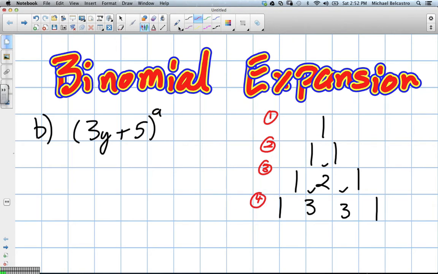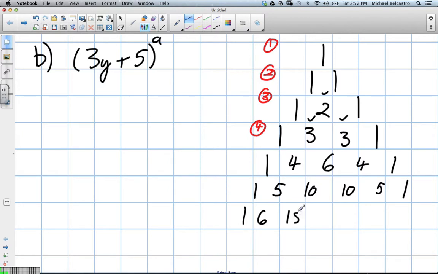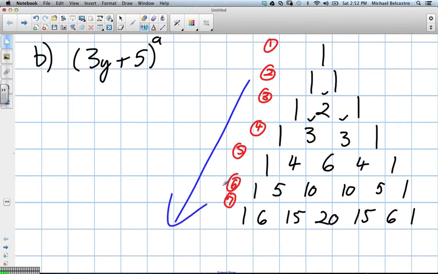So we're on the fourth row here, and we're going to continue down. Row 5 gives us 1, 4, 6, 4, 1. Next row gives us 1, 5, 10, 10, 5, 1, and we'll go one more. 1, 6, 15, 20, 15, 6, and 1. Does this make sense? Okay, so 4, 5, 6, 7. And this is an infinite pattern. You can continue going forever.